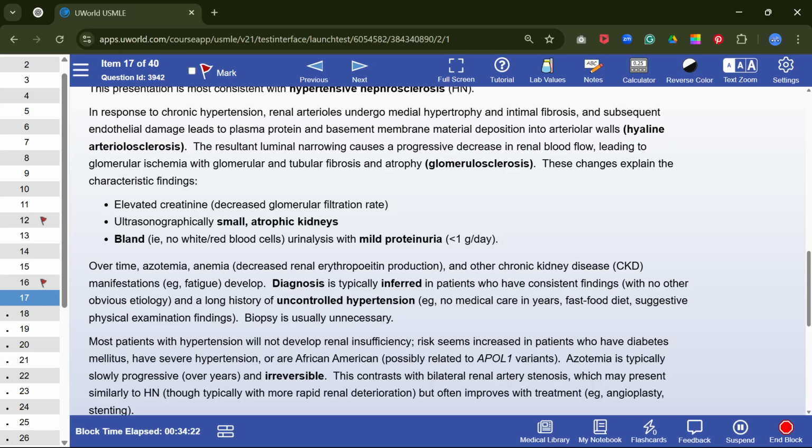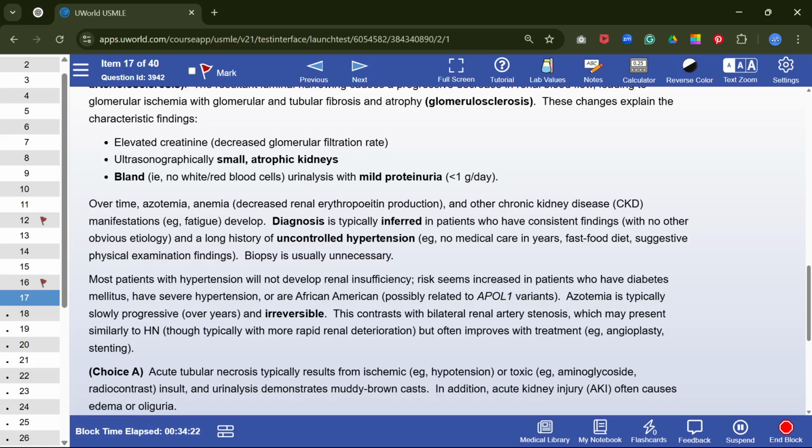Most patients with hypertension will not develop renal insufficiency. Risk seems increased in patients who have diabetes mellitus and severe hypertension or are African American, positively related to the APOL1 variant. Azotemia is typically slowly progressive over years and irreversible.